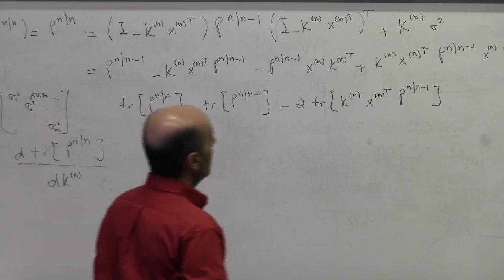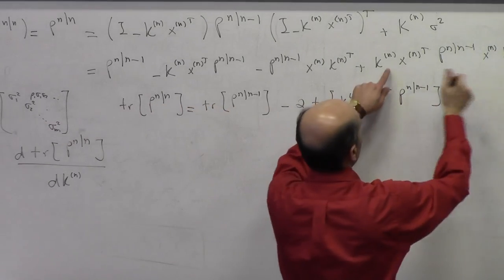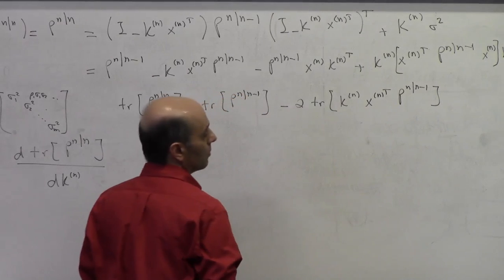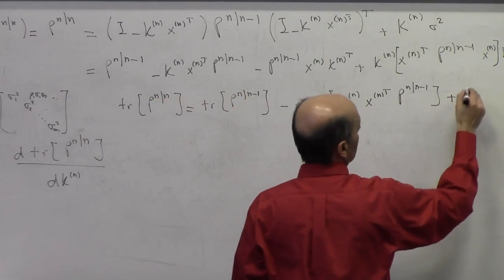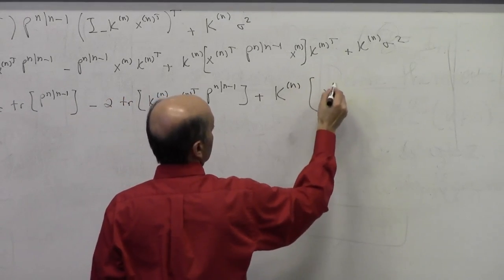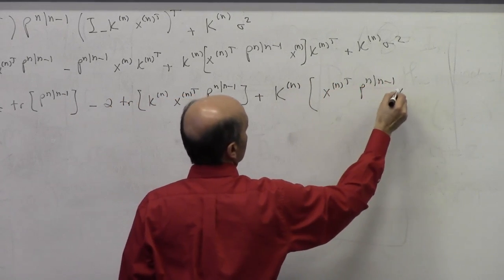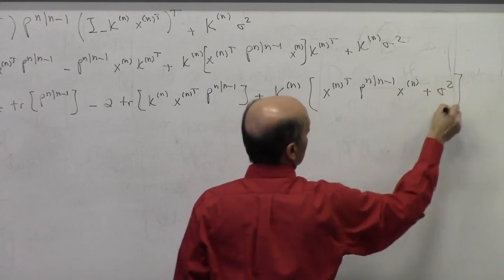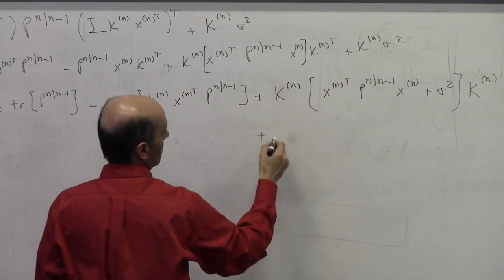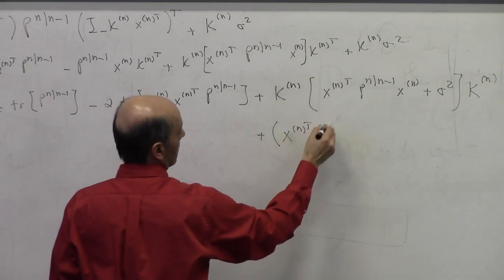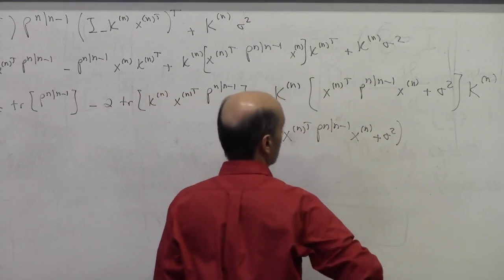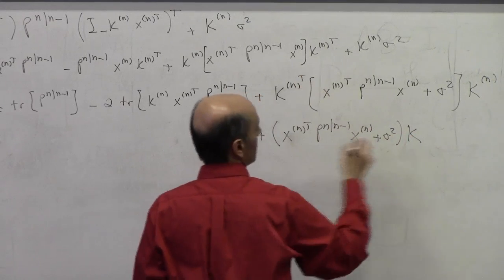I took care of this equation. And then I have this quantity. Now if you look at this quantity, the term in the center here is a scalar, right? X transpose P times x, that's a scalar quantity. So I can write it as follows. I'll do it in two steps so we can clearly see it. Right, this is a scalar times k of n. And this whole thing is a scalar, so I can write this as times the transpose there.